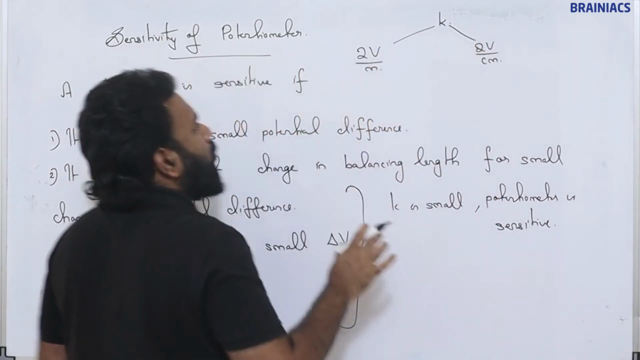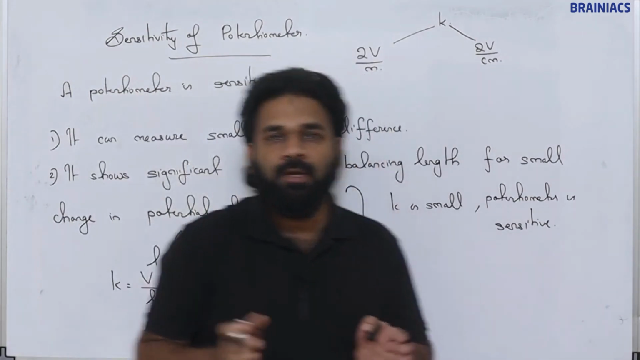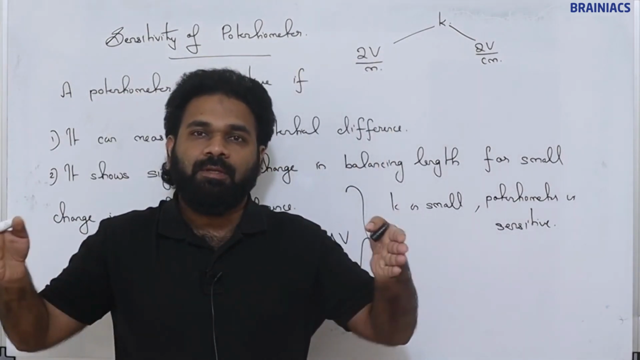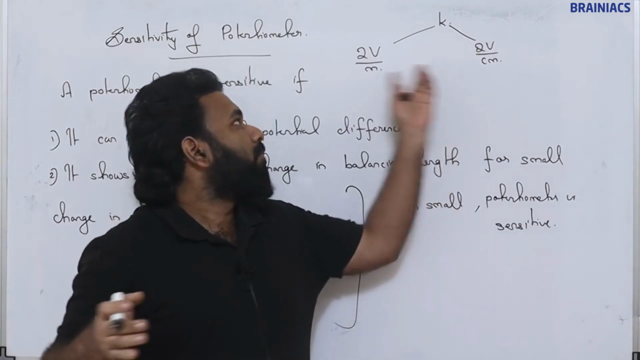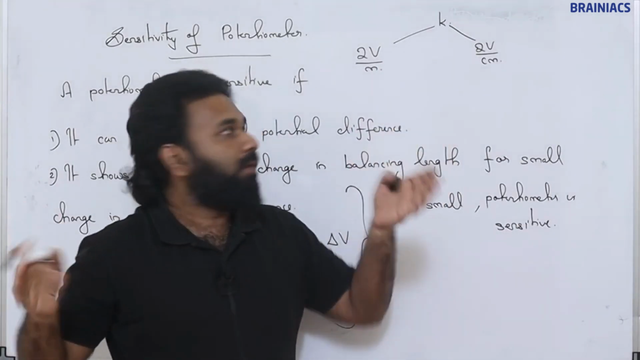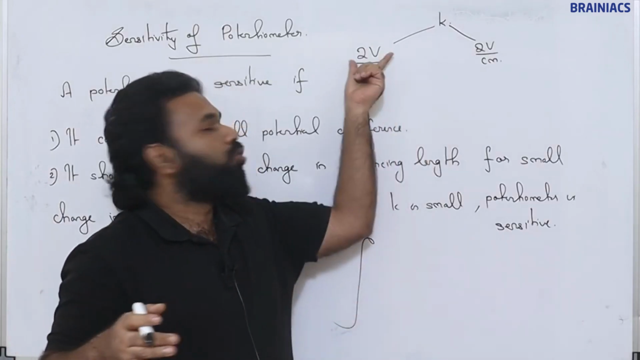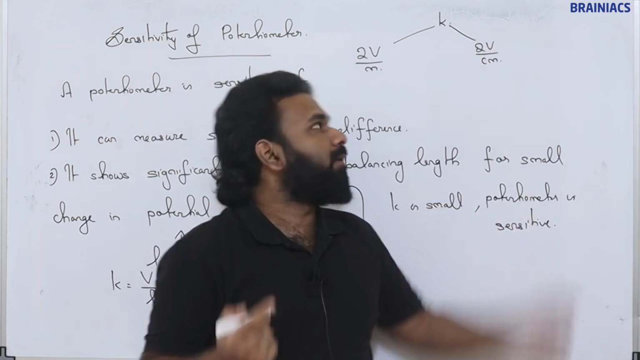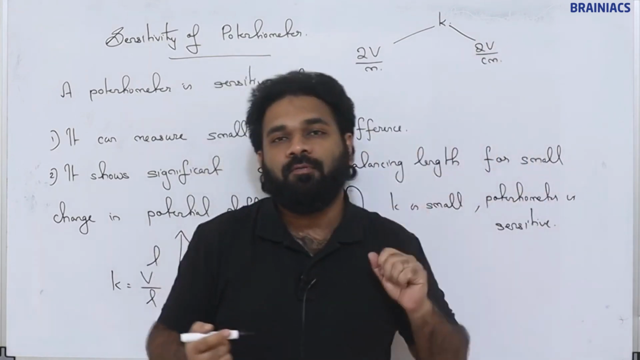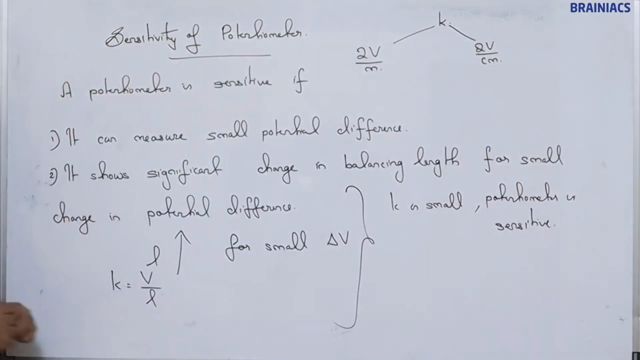One is 2 volt per meter: for 1 meter length there is a 2 volt difference. Here, for 1 centimeter there is a 2 volt difference. So which is more sensitive? Which is more sensitive?